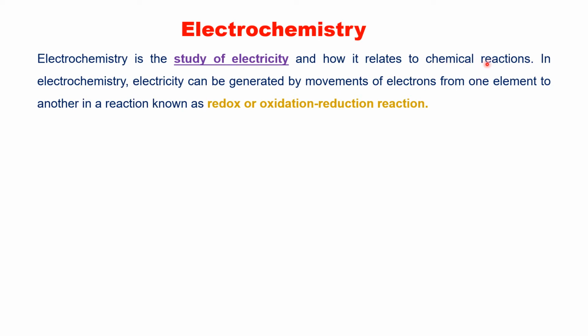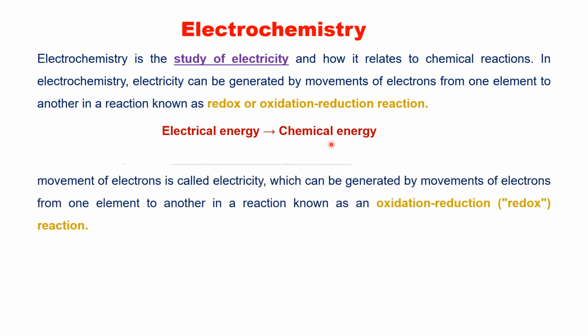The chemical reaction will occur, and that chemical reaction will be based on the redox reaction, or oxidation reduction reaction. So it means that electrical energy here is converted into chemical energy, or we can say that the electrical energy will cause a chemical change in a system. That chemical change will be the redox reaction.